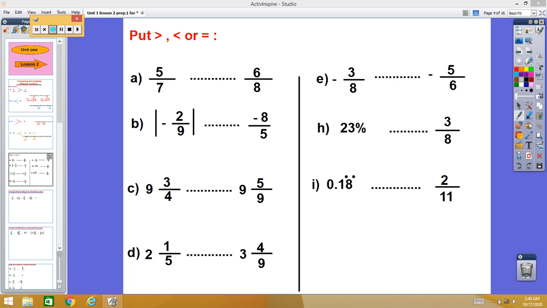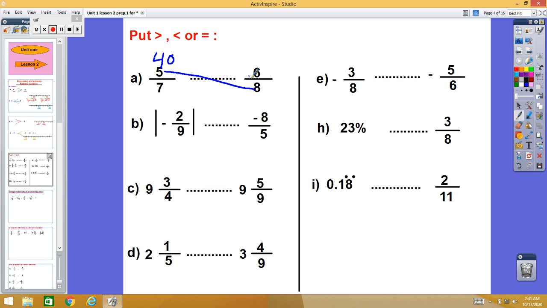By multiplying the top number of the first fraction by the bottom one of the other fraction, then write the answer up. For example, if we have 5 over 7 and 6 over 8. Now we want to compare 5 over 7 to 6 over 8. We will use cross multiplication by multiplying the top number, which is 5, by the bottom one of the other fraction, which is 8. So 5 times 8 will be equal to 40. So we will write the answer up.